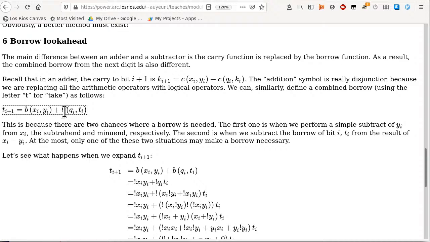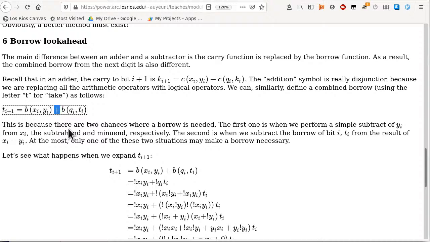Why is that the case? Because when the right hand side is a 1, that means Qi has to be a 0. If Qi is a 0, that means the exclusive OR between x and y is going to be a 0, which means xi and yi have to be the same. But if xi and yi are the same, then the borrow of xi minus yi is also guaranteed to be a 0.